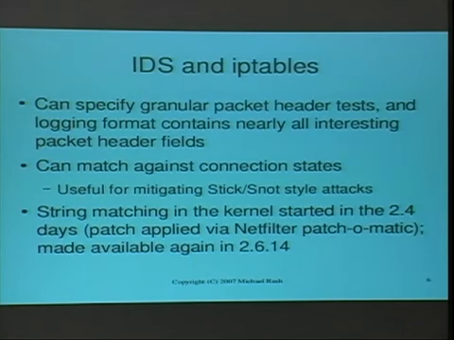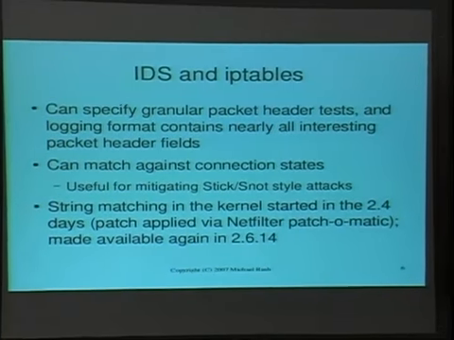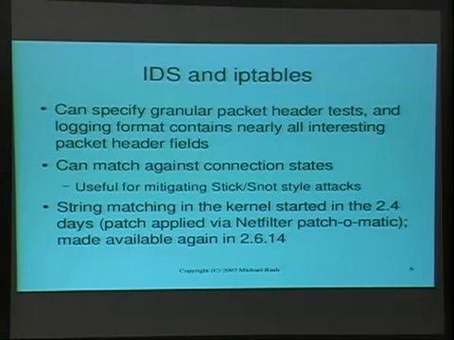So with IP tables, you can specify granular packet header tests. This essentially allows us to characterize the Snort header portion of a Snort rule, which we'll cover in a little bit. You can match against connection states and combine that matching with the NetFilter connection tracking modules. And the way we do application layer detection in IP tables is with the string match extension. String matching was first introduced in the Linux 2.4 kernel series as a patch, which was distributed by the Patch-O-Matic project by NetFilter.